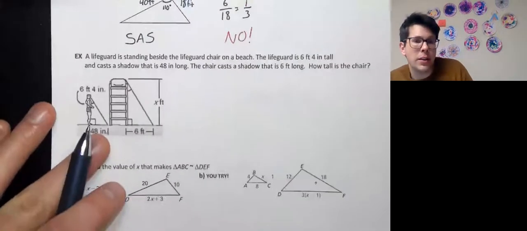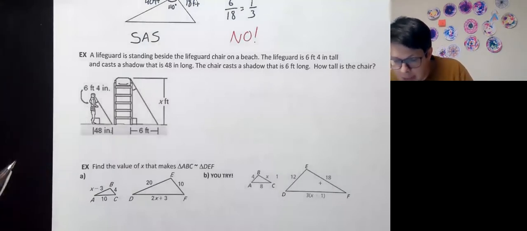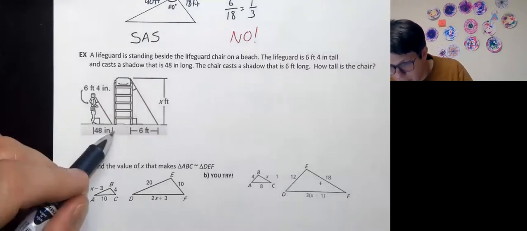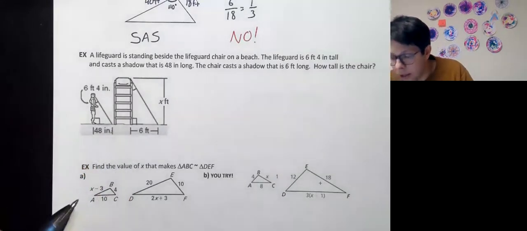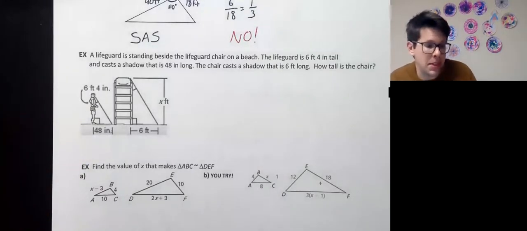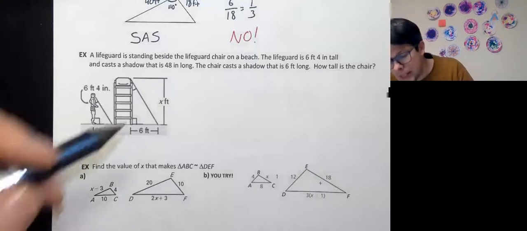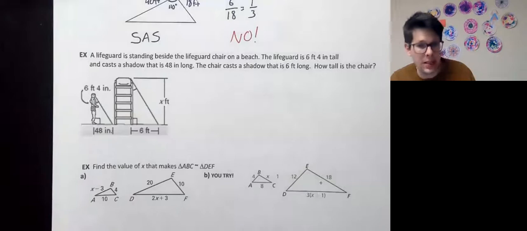Let's take a look at another one like this. This one is for a lifeguard. It says a lifeguard is standing beside the lifeguard chair on the beach. The lifeguard is 6 feet 4 inches tall and casts a shadow that is 48 inches long. The chair casts a shadow that is 6 feet long. How tall is the chair? And so we're going to see if we can figure this out. Once again, you'll notice that there's a mismatch of units. We've got some feet over here, we've got some inches over here, and we've got some feet and inches at the exact same time.